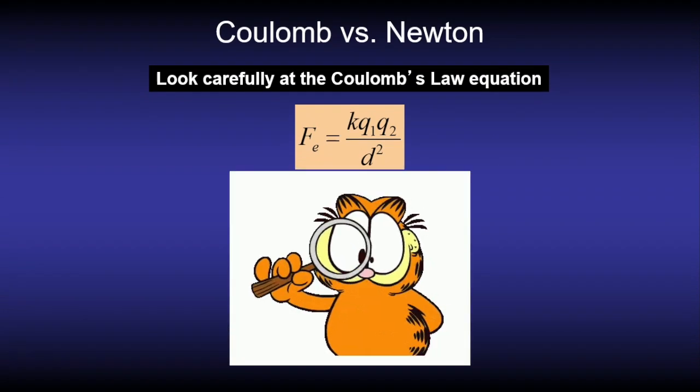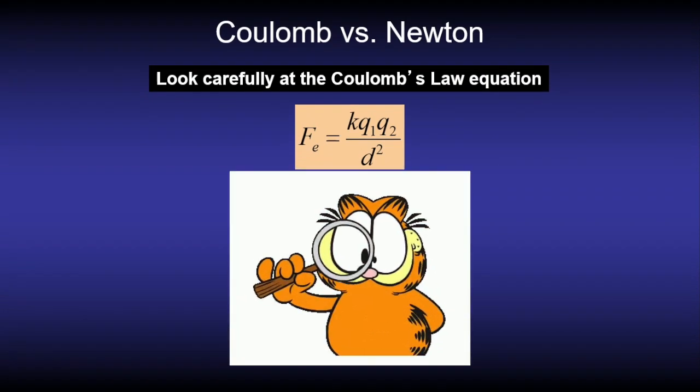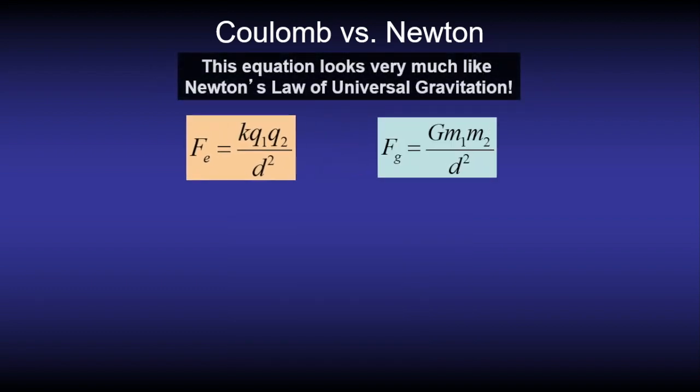So let's look really carefully at this Coulomb's law equation. If we look at it, we're going to realize that it looks a lot like Newton's law of universal gravitation. Newton's law of universal gravitation has a constant, in this case big G, times m1, which is the mass of one object, times m2, which is the mass of a second object, divided by d squared, and d is referring to the distance from the center of one object to the center of the other. And that's the same d that we would use in our electrostatic force equation as well.